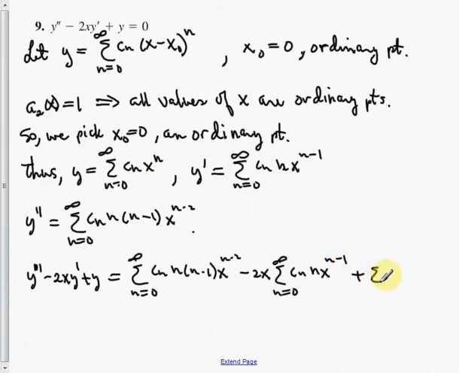And then plus the summation as n goes from 0 to infinity of c sub n. This is just y, so that's just times x to the n. Well, that's all equal to 0.